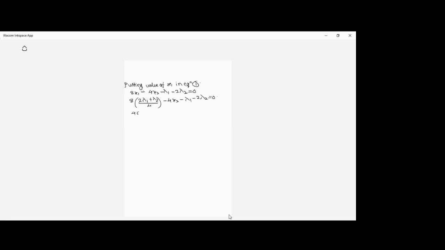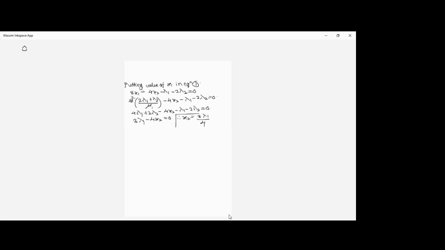So here I can write 4 lambda 1, right? Here it will be 4 1 the 4, 4 2 the 8. So 4 lambda 1 plus 2 lambda 2 minus 4x2 minus lambda 1 minus 2 lambda 2 is equal to 0. So solving this, 4 lambda 1 minus lambda 1 will be 3 lambda 1, right? 2 lambda 2 minus 2 lambda 2 will get cancelled, and here it will be minus 4x2 is equal to 0. Therefore, x2 will be 3 lambda 1 upon 4.